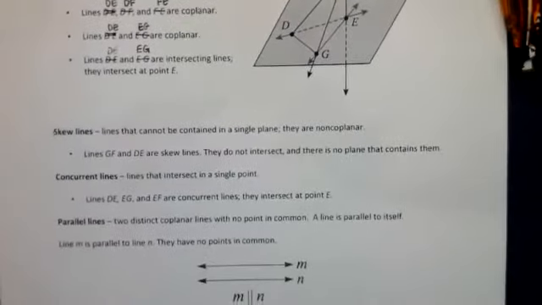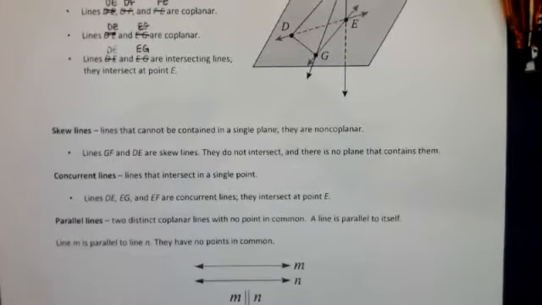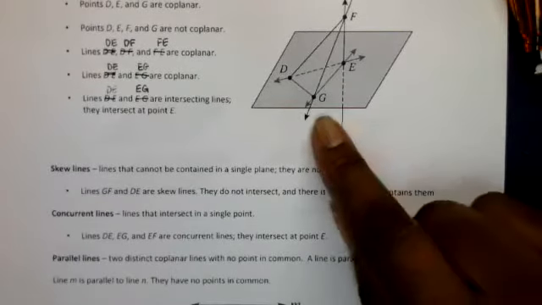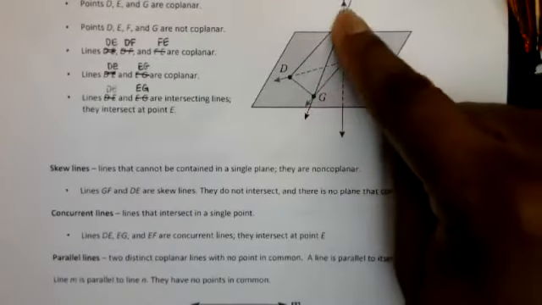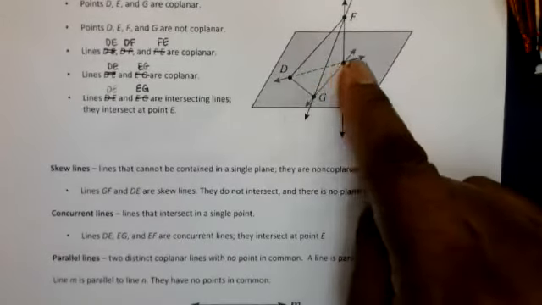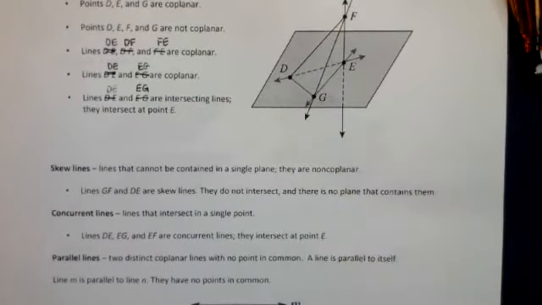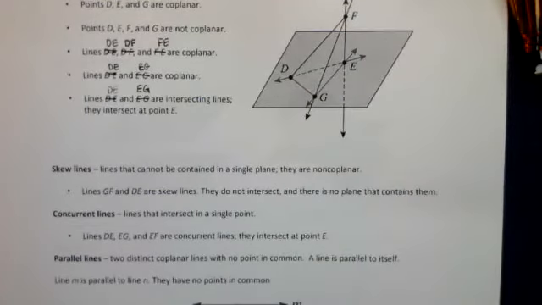Okay. Next is skew lines. Those are lines that cannot be contained in a single plane, and they are considered to be non-coplanar. Okay, so if we go back here, line GF up here, and line DE that's down here in that shaded plane. Those two lines are considered to be skew lines. Okay. And with skew lines, they do not intersect, and there is no plane that contains them.